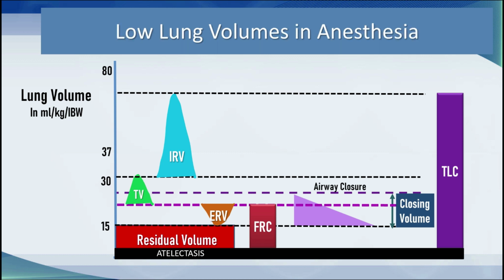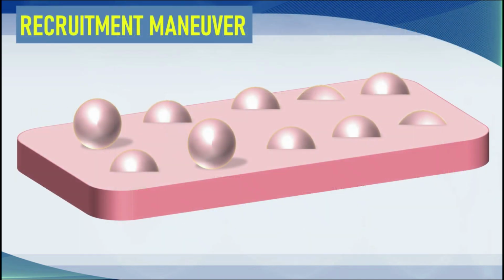Now let's look at an anesthetized patient who has lost lung volumes and is requiring a lot of oxygen to maintain saturations of over 92%. What we need to do here is perform a recruitment maneuver. It's worth mentioning at this stage that PEEP doesn't open up collapsed airways. You need a higher transpulmonary pressure to achieve that. In this case, we call it a recruitment maneuver.